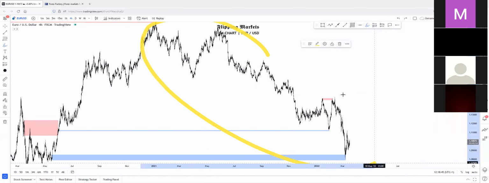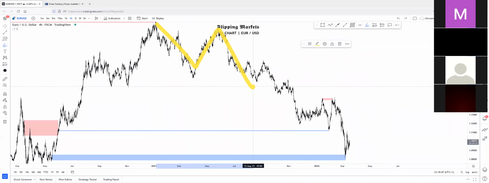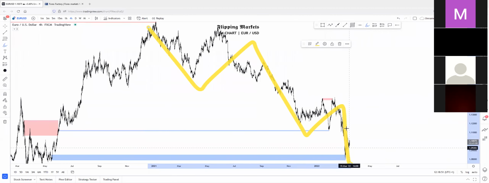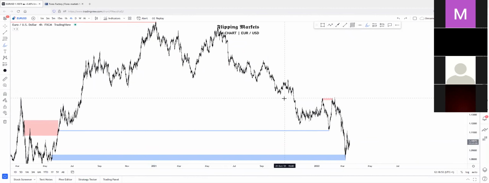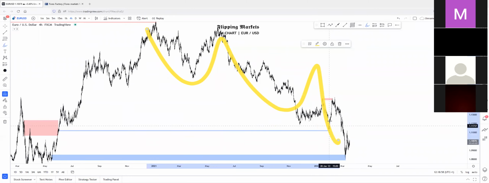So this is the 4-hour chart. Basically, this structure is the weekly chart. This structure is the daily chart. This structure is the monthly chart. So every single higher time frame chart was in a bearish trend, right? So this region was extremely bearish.